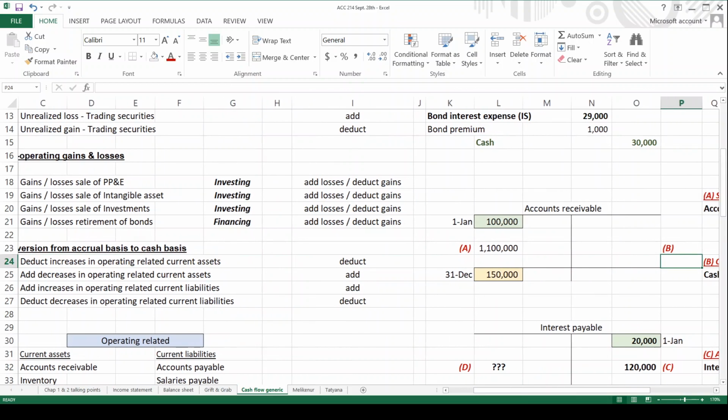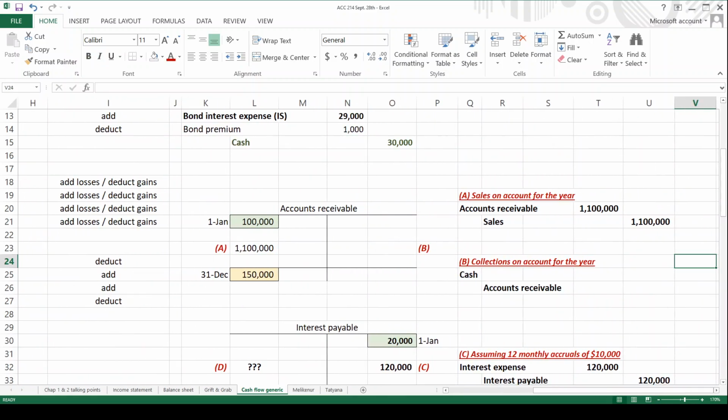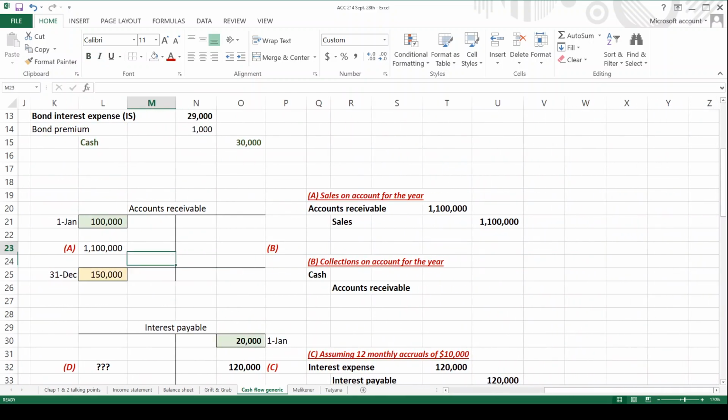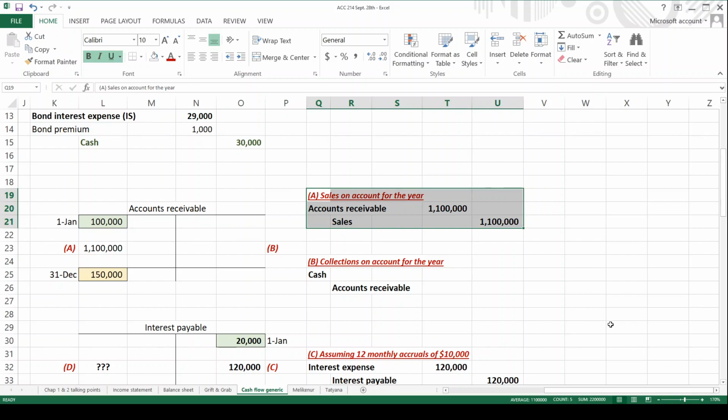Not the easiest thing in the world to explain. So what I have over here is a little example. So let's say we started the year with $100,000 in accounts receivable, which is a current asset, which is related to operating activities. And then during the year, we had sales of $1.1 million. So here's my little textbook entry, right? To record the sales for the entire year. At the end of the year, we got $150,000 in accounts receivable.